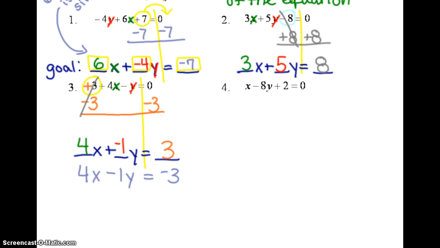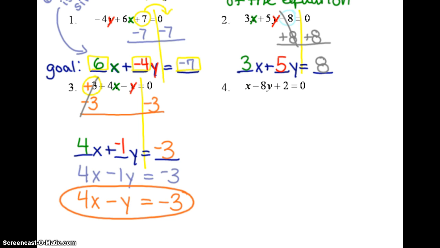Oh yeah, that positive and negative sign together can be simplified to a negative sign. But wait, I also forgot that negative just above. Don't forget, it's a negative 3. I could simplify it just one step further and make it 4x minus y equals negative 3. That is the most simplified version. We don't typically write a 1 in front of a variable. It's always understood to just be there.